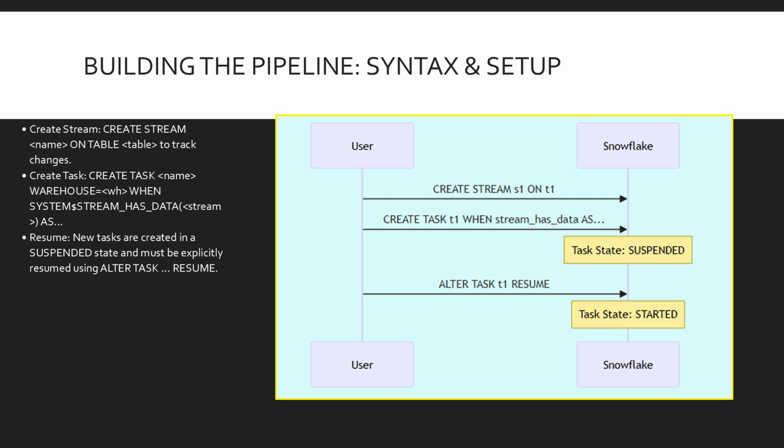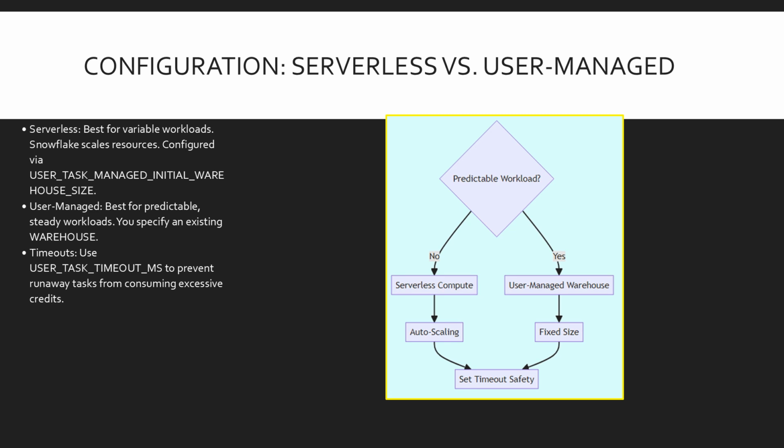When configuring your task, you must choose a compute model. Use serverless when your data volume fluctuates. Snowflake automatically resizes the compute resources for you. You can guide this with the initial warehouse size parameter. Alternatively, use user-managed if you have a dedicated warehouse with predictable usage patterns. Regardless of choice, always implement safety rails. Setting the USER_TASK_TIMEOUT_MS parameter ensures that a stuck task doesn't run indefinitely and drain your budget.